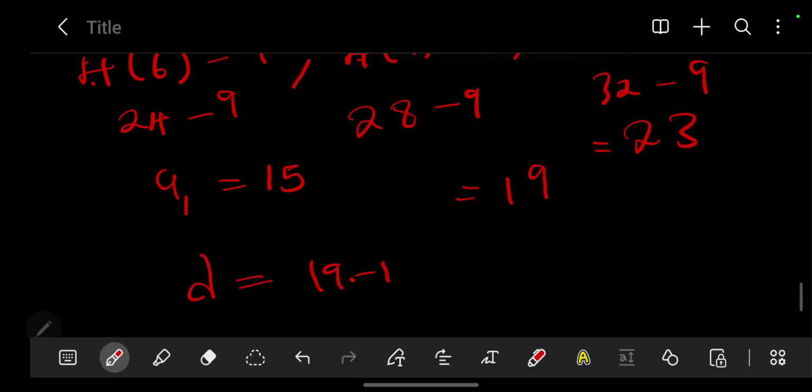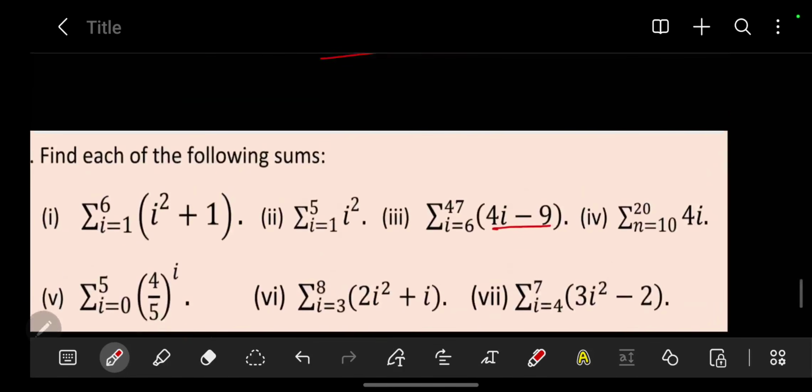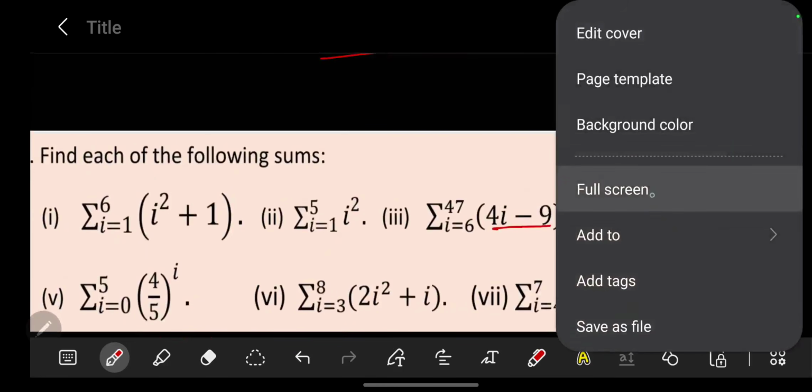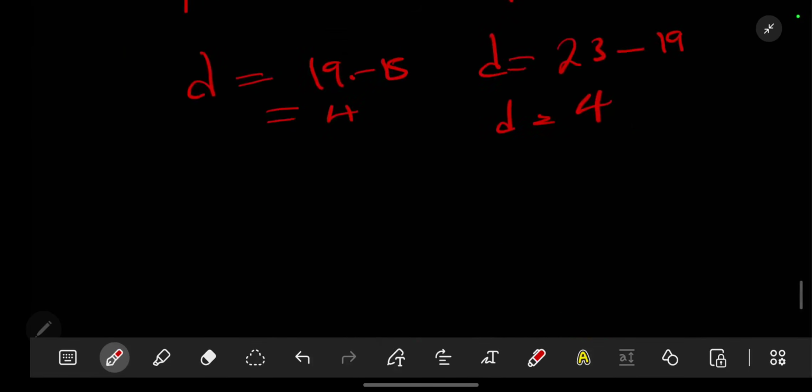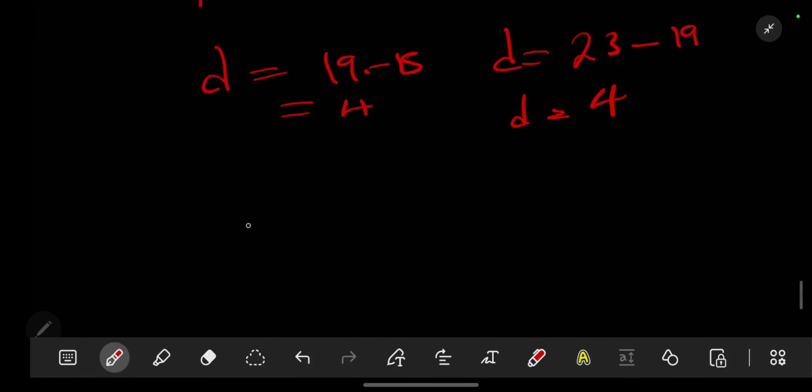See the difference: 19 minus 15 is 4. If you subtract 23 minus 19, the difference is still 4. So if the difference is constant, it is an AP. With that said, all you need is the first term and the last term to find the sum of an AP.